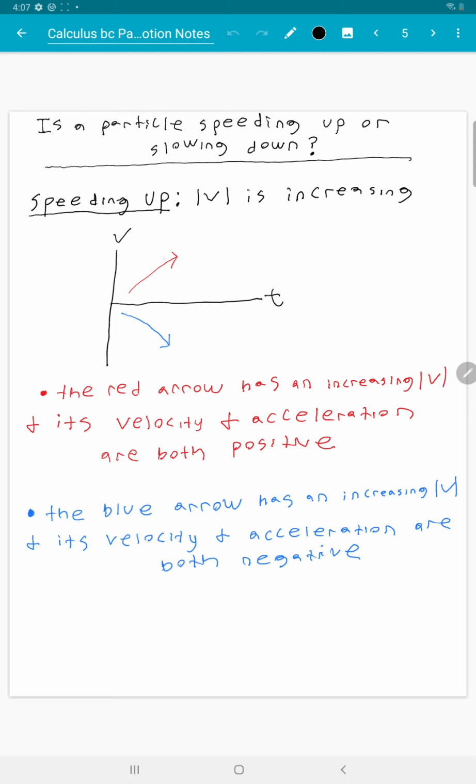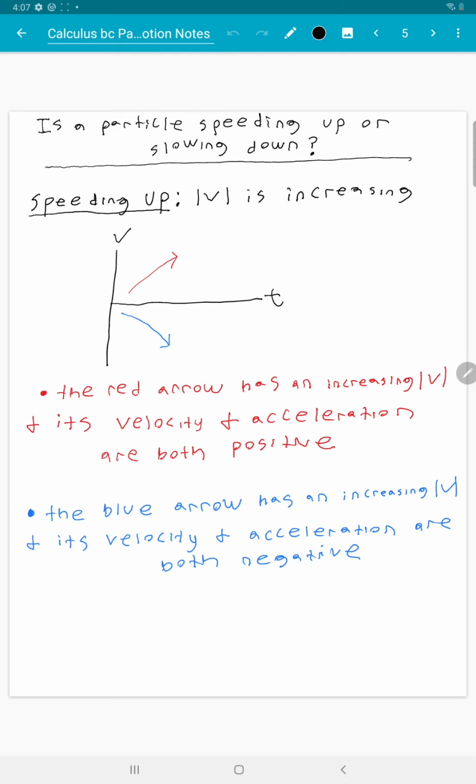So if we look at this graph here, this red arrow and this blue arrow both represent instances where speed is increasing, where absolute value of velocity is increasing, because the absolute value is increasing when velocity is getting further away from this x-axis. That means that the absolute value is increasing. So that is why these two arrows would represent when speed is increasing.